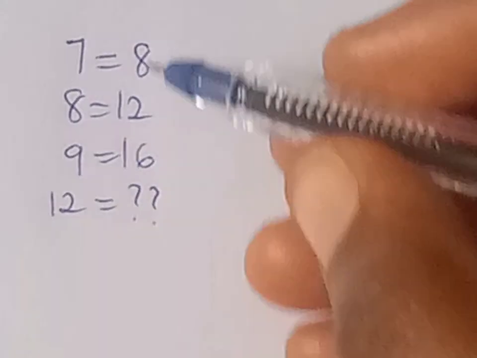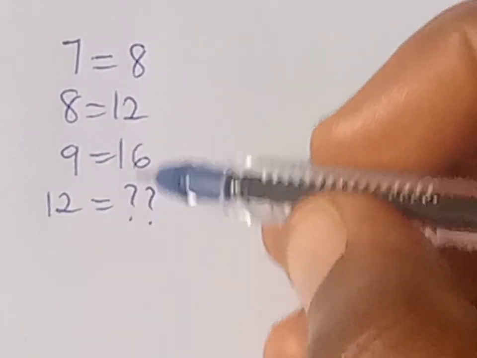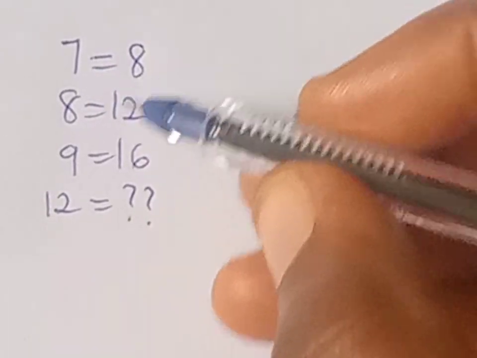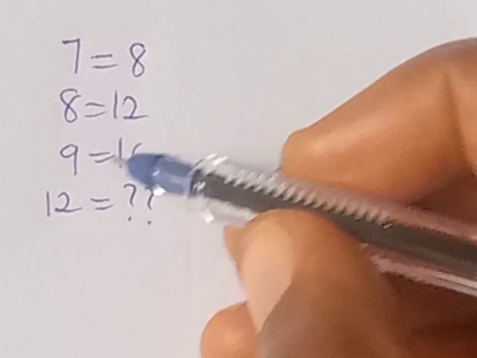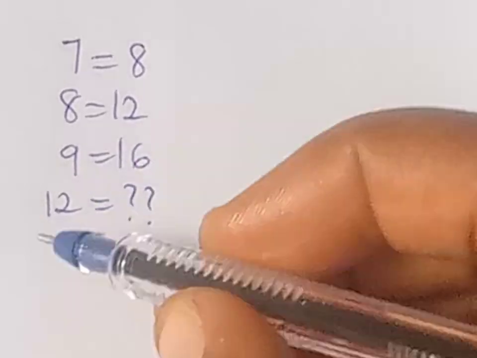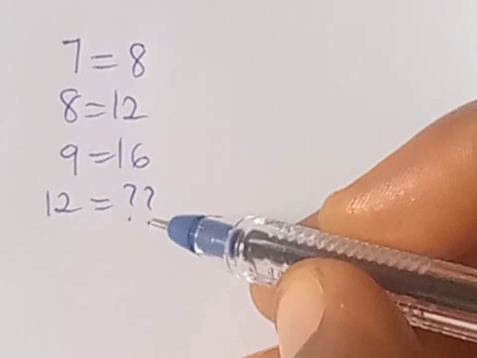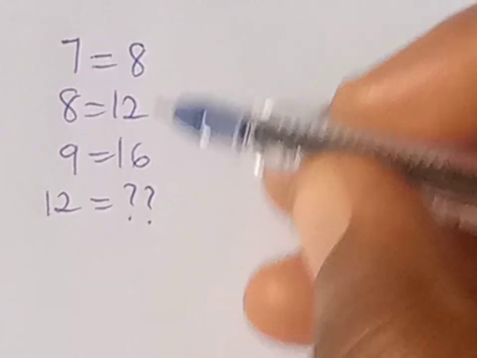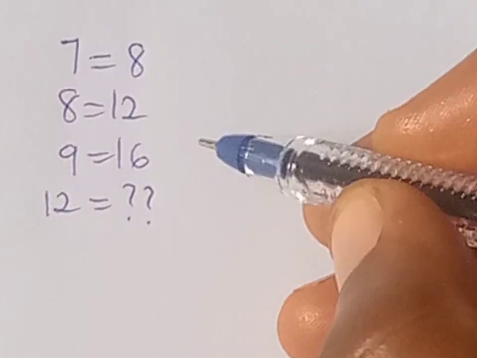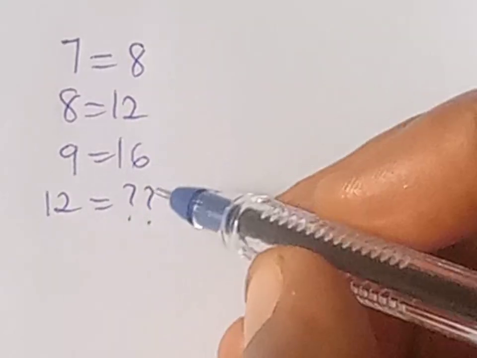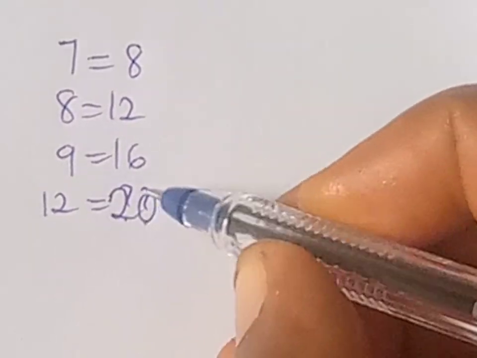Hello everyone, let's take a look at this puzzle which says 7 equals 8, 8 equals 12, 9 equals 16, and here is the question for us to solve which says 12 equals what? Almost everyone who looks at this puzzle immediately says the answer to this is 20.